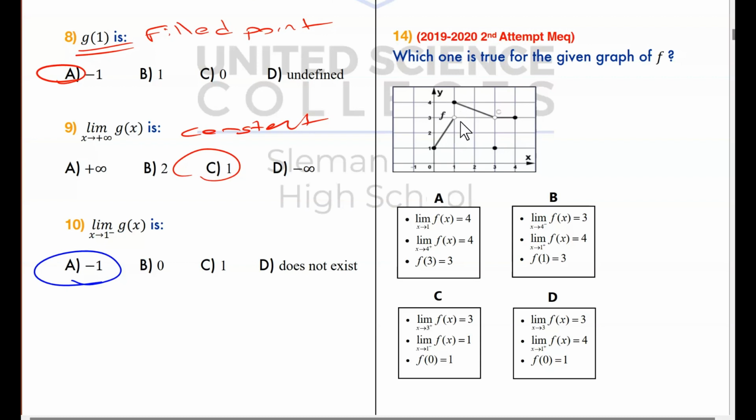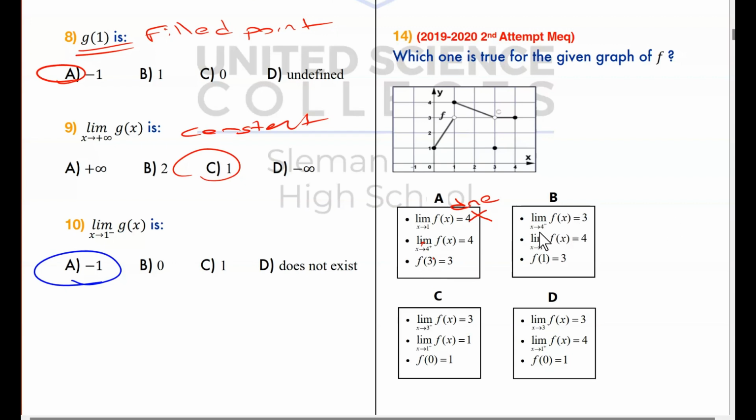The left side is different than the right side. The left side is heading towards 3, while the right side is heading towards 4. Two different y values at 1, so there is no limit. The limit does not exist at 1, so I don't need to check the others. Do not waste time checking the others. If one of them is wrong, it's wrong.